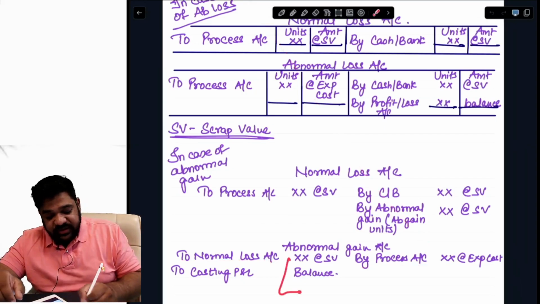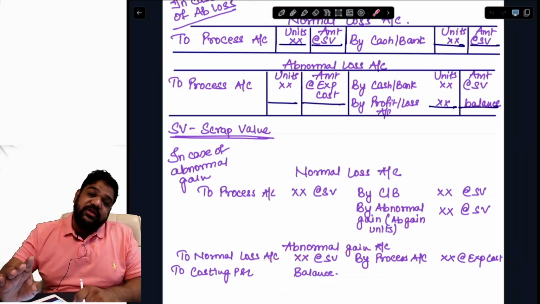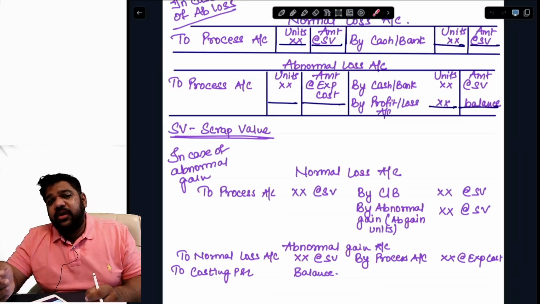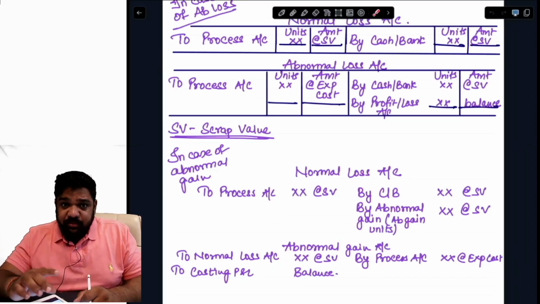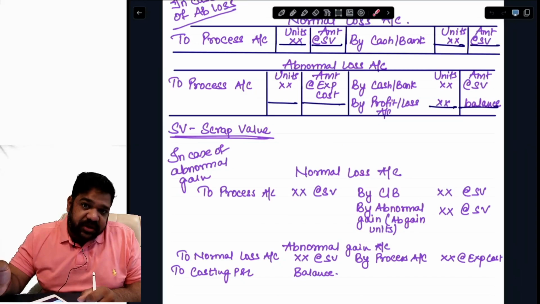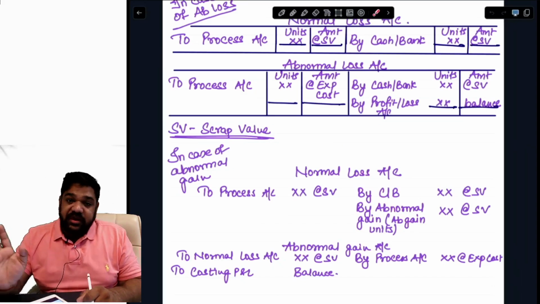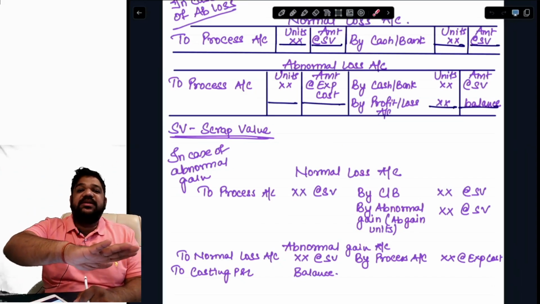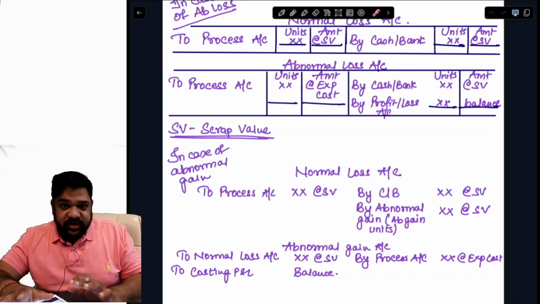The only difference that you have will go to costing P&L. An abnormal gain will always be a gain because it is a benefit, and an abnormal loss will always be on the loss side. So if you are making an abnormal gain account, it will be to costing P&L. If you are making an abnormal loss account, it will be by costing P&L. If it is a loss, it has to go on the debit side of costing P&L. If it is a gain, it has to go on the credit side of costing P&L.